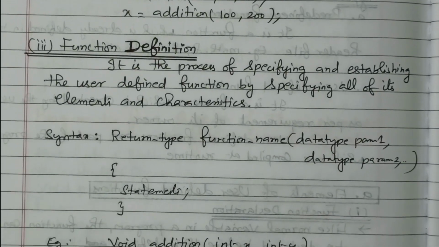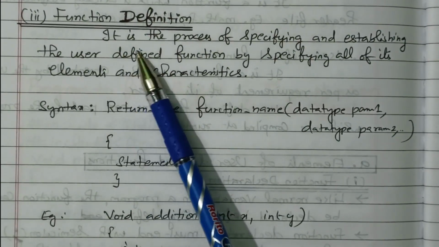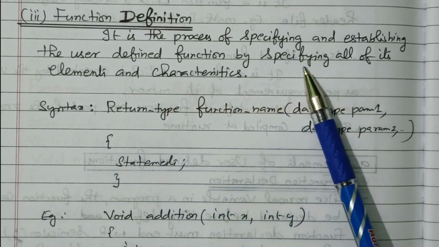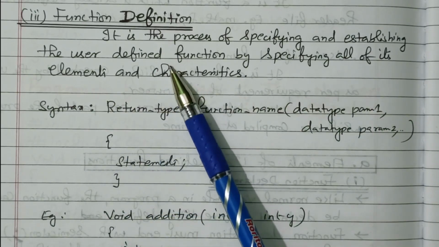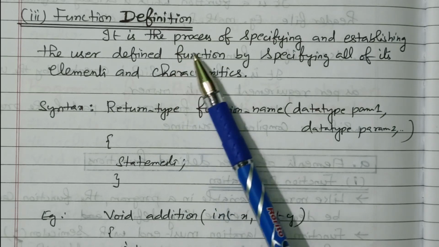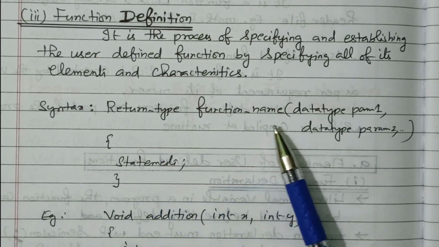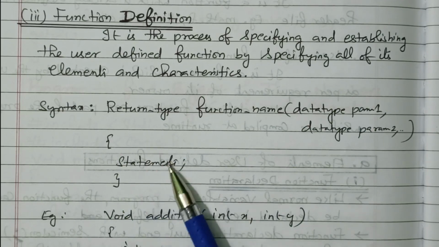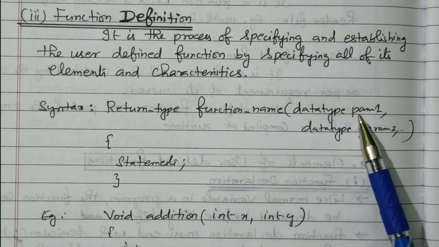This is an important part, the function definition. It is the process of specifying and establishing the user defined function by specifying all of its elements and characteristics. So function definition means all the necessary statements are available in this function definition. We will see the syntax: return type, function name, data type, then open the brace, statements, then close the brace. We need to decide what statements we need, right?